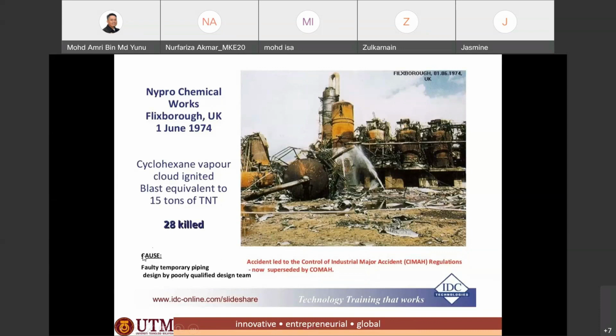During the maintenance, in this case, they had the system in place, but when they did maintenance, they didn't have a proper process for how to do the maintenance. So the accident led to the Control of Industrial Major Accident Hazards regulation (CIMAH). CIMAH, I think, is under the OSH Act. So this is the regulation.